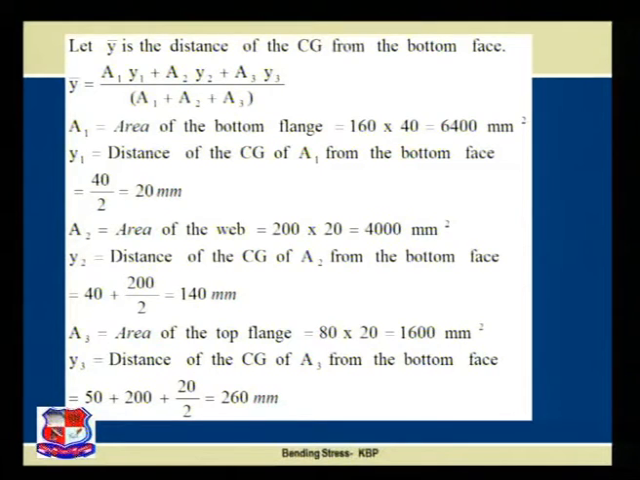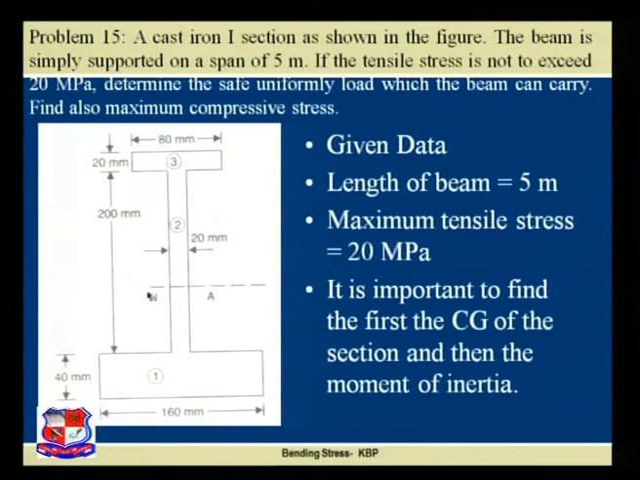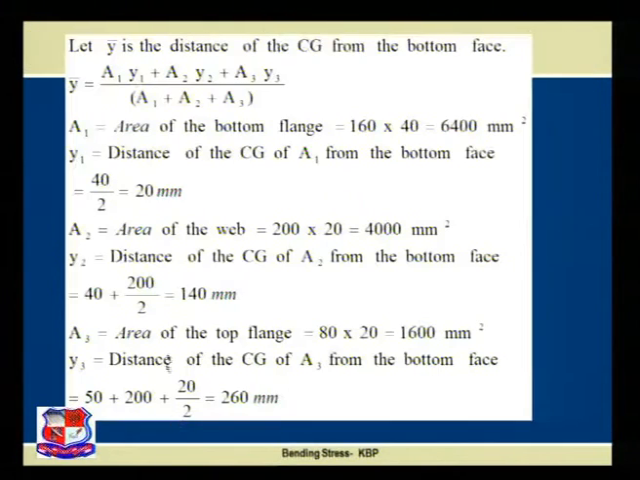Now a1 is the area of bottom flange. Refer to the previous figure. What will be the area of bottom flange? It is the width of flange multiplied by the depth of flange, that is 160 multiplied by 40. We get 6400 mm square, where y1 is the distance of the CG of this area A1 from the bottom face, that is nothing but 40 by 2, that is 20 mm. I think you have understood very clearly, as we have discussed these things in the previous problem.